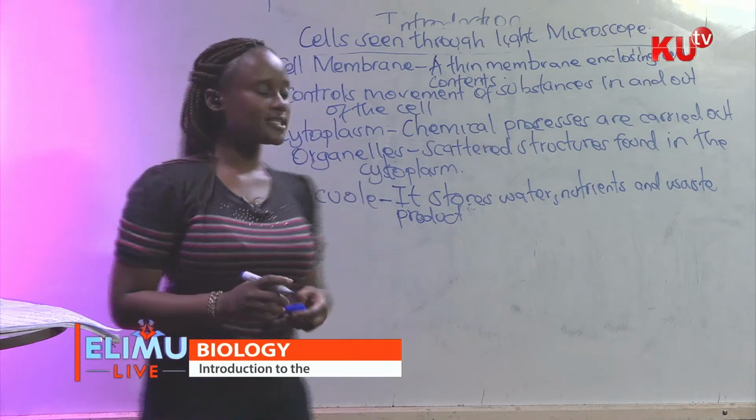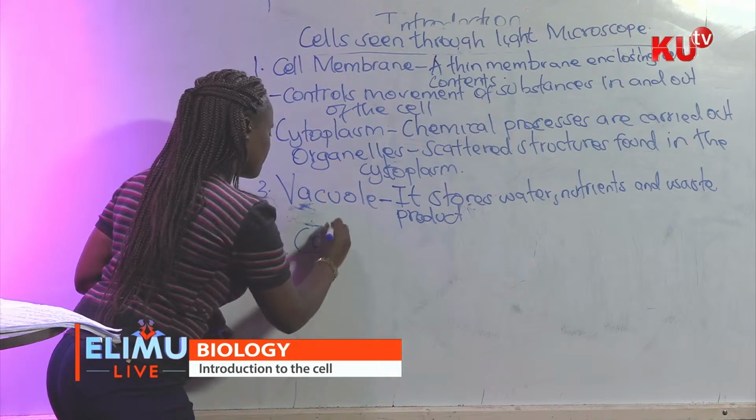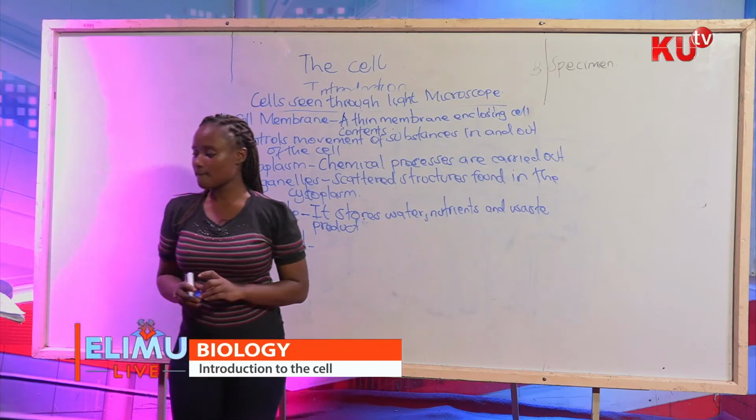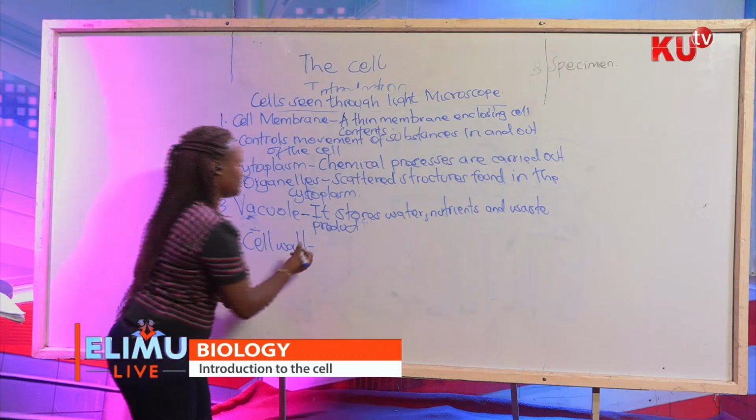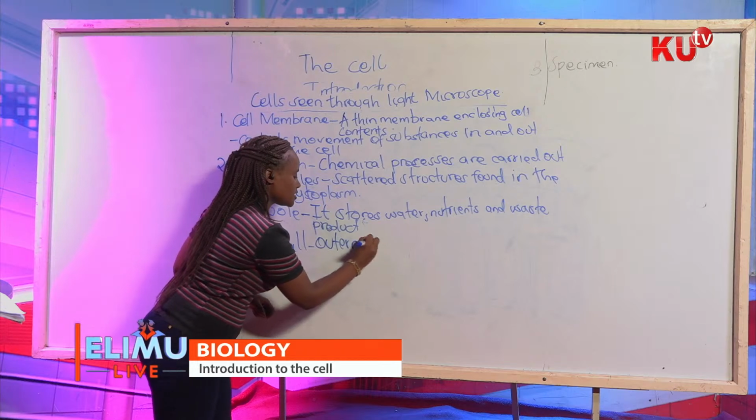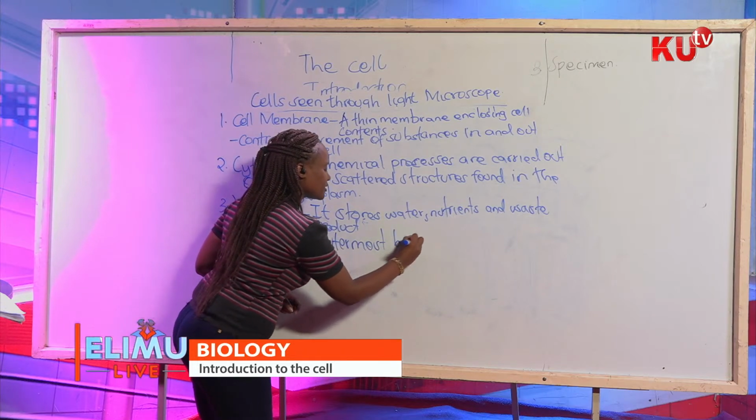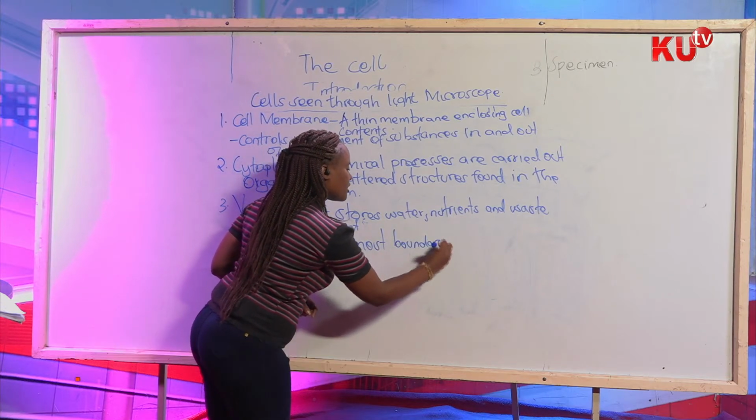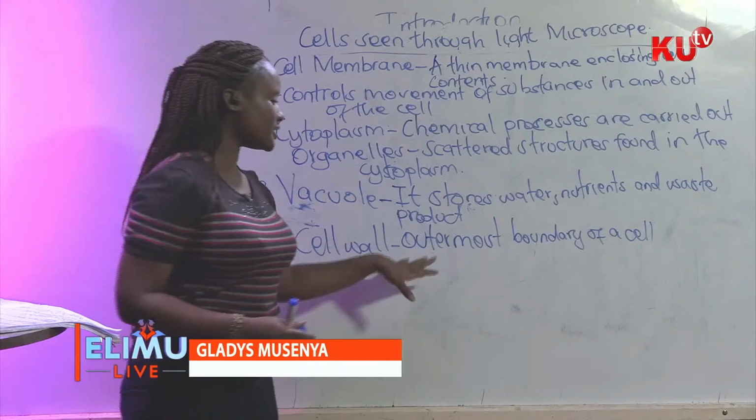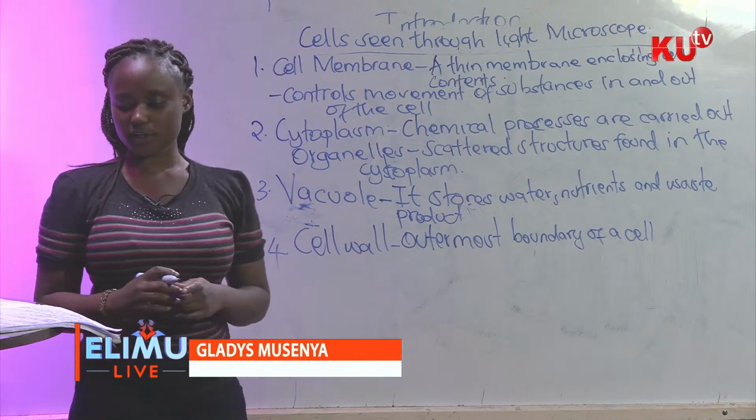And then we have the cell wall. A cell wall is the outermost boundary of a plant cell. So the cell wall is the outermost boundary of a cell.